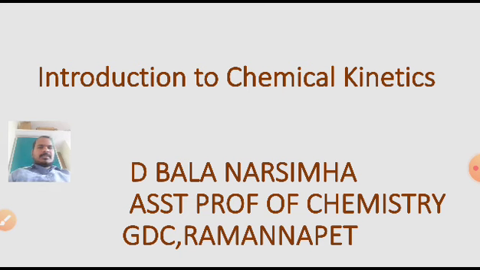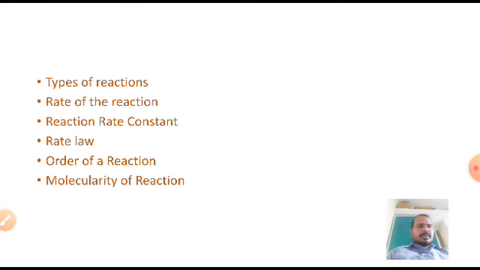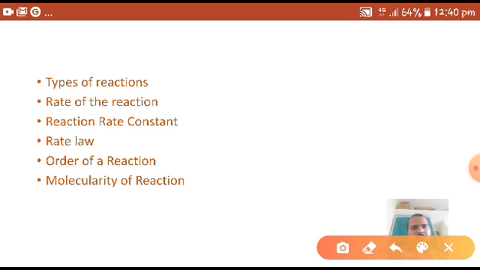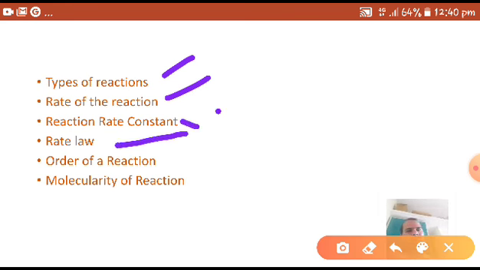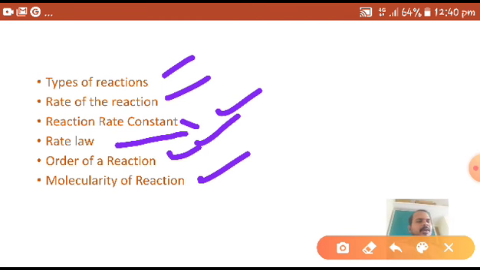Today, in this video lecture, I am going to discuss the introduction of chemical kinetics. In the previous video lecture, in the introduction to chemical kinetics, I discussed types of reactions and the rate of the reaction. In this video lecture I am going to discuss the reaction rate constant, what is rate law, order of reaction, molecularity of the reaction, and the differences between order of reaction and molecularity of the reaction.